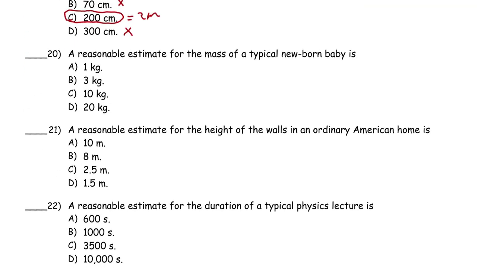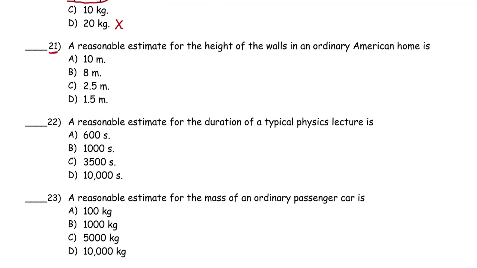This is estimating. A reasonable estimate for the mass of a typical newborn baby is about 3 or 2 point something. So 3 kilograms only. Letter B. Not 20 kilograms, guys, a baby, a new human being. 21. A reasonable estimate for the height of the walls in an ordinary American house. It consists of only one floor, so it's about 2.5 meters, not 0.5, which is less than the height of one person. And it is 2.5 meters because it is only one floor.